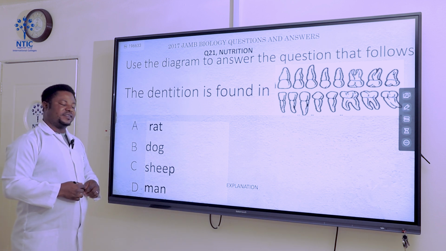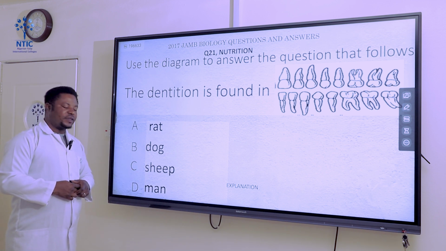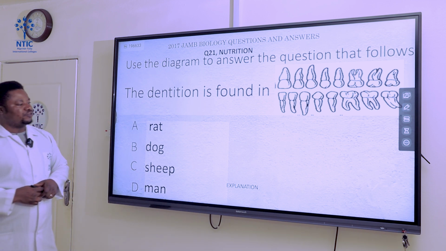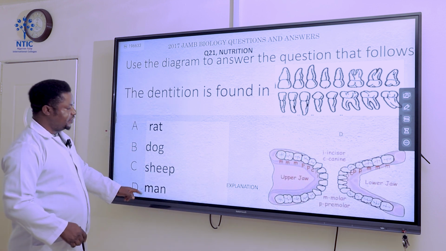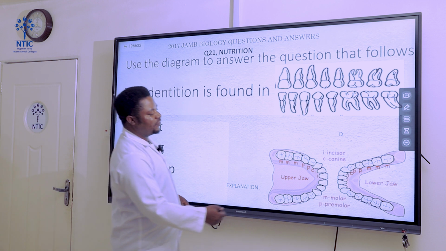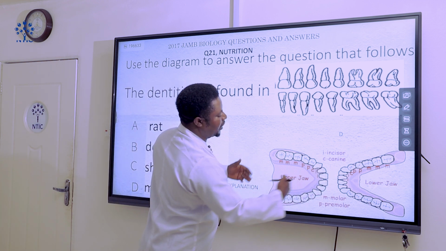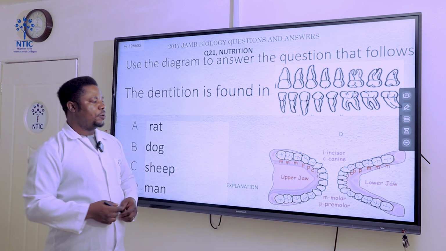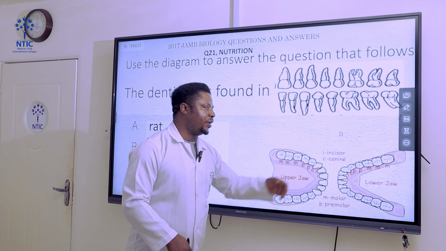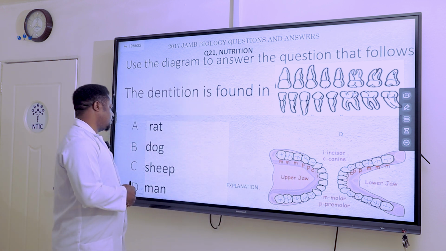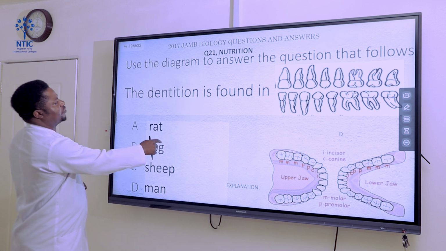Now let's look at the options. Option A says rats, B says dog, C sheep, D says man. So the correct answer to this is D, which is man. In this diagram, we have been able to show the sides of the 2 jaws, both the upper jaw and the lower jaw. By the time you calculate all of them, you will discover that you have 32 teeth, which are found in man. Next question.